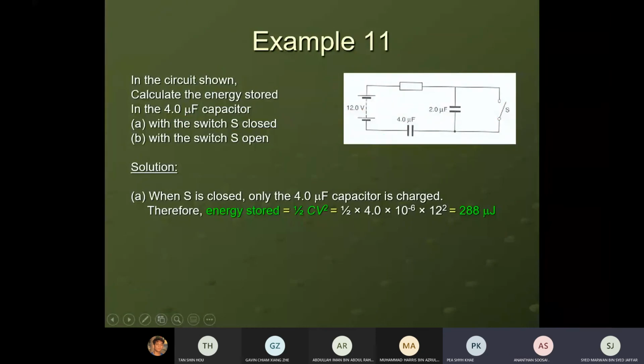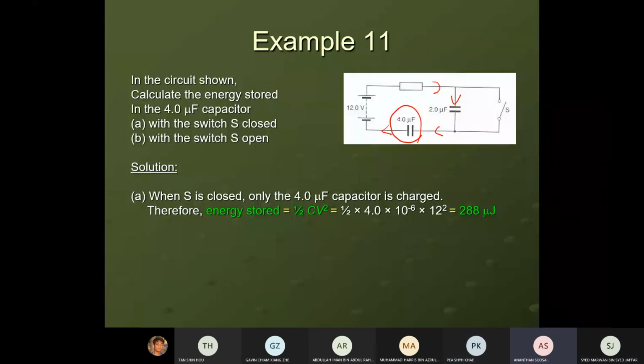Okay, the tricky part is part B. When the switch is open, the current will flow here, pass through the 2 microfarad, pass through the 4 microfarad. Now they're asking, calculate the energy stored in the 4 microfarad. What is the energy stored in the 4 microfarad? Now we got a problem.